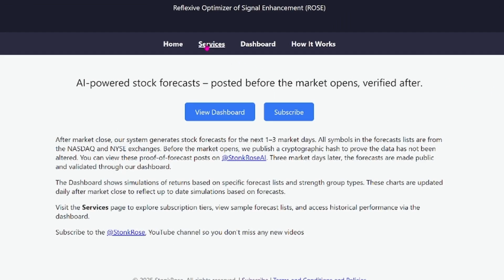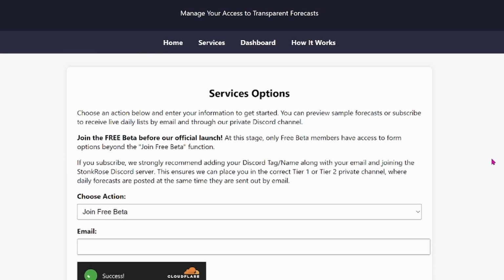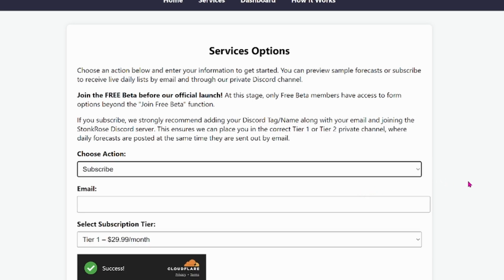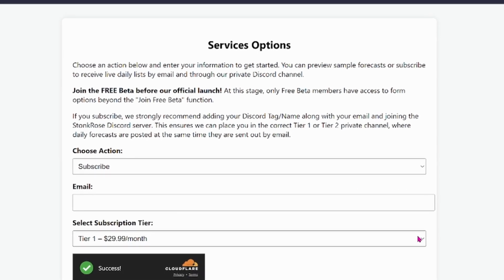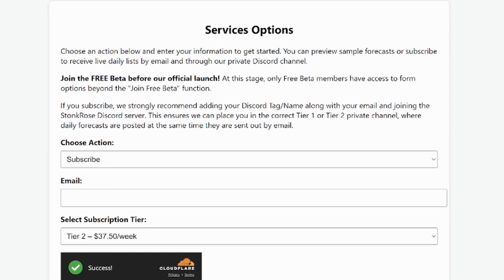This is the StonkRose services page where you can preview samples or subscribe. We're currently running a free beta. Once you join the free beta, you get an email on the instructions for subscribing. Basically use these subscribe functions here. You have tier 1 and tier 2 options.